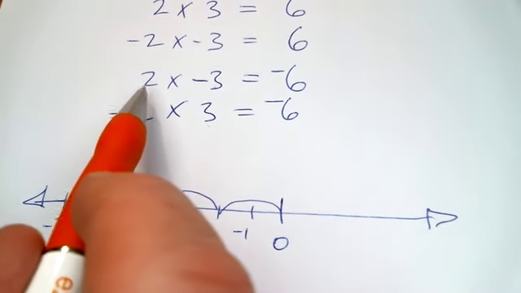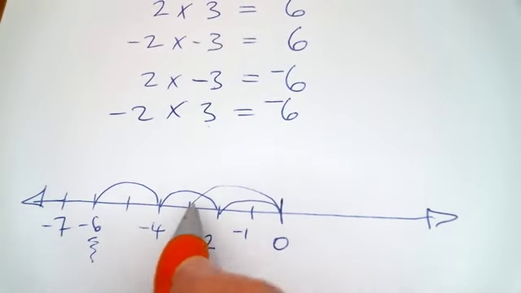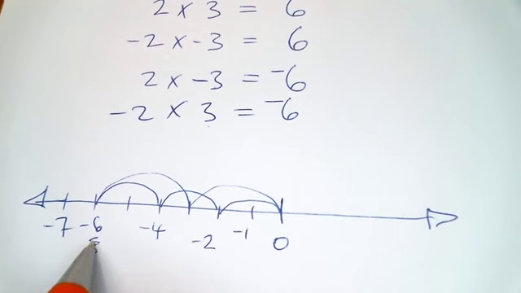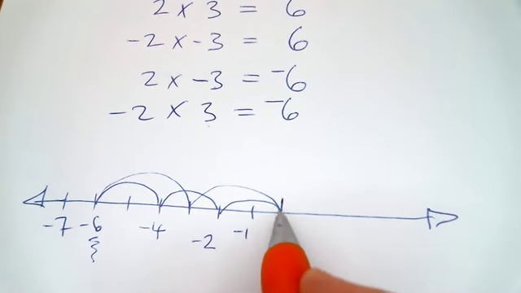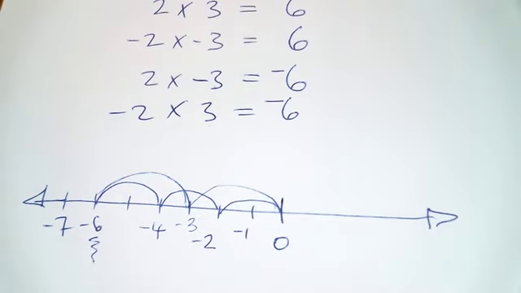Or I could do it the other way around, 2 lots of negative 3. Well, there's one lot of negative 3 and another lot of negative 3, and I still end up at negative 6. If I start at 0 and I go, here's my negative 3, and another negative 3, I end up at negative 6.